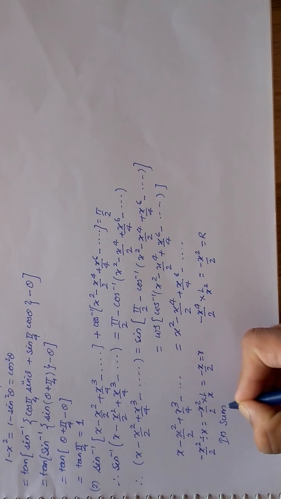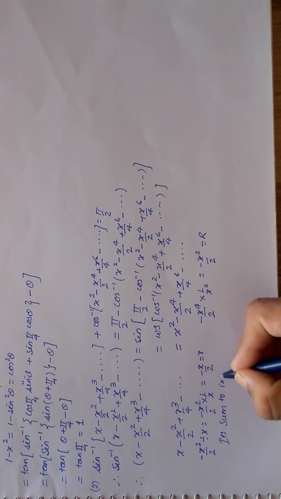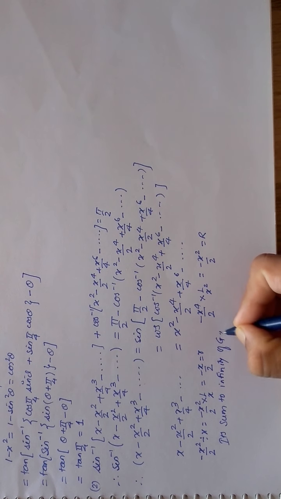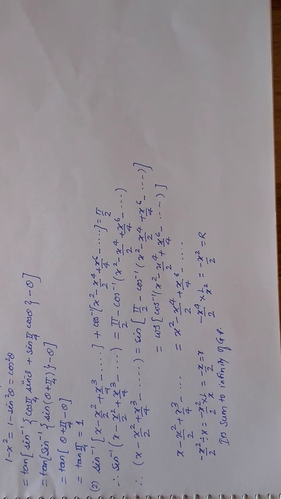that means it's a sum to infinity of a GP. Now the sum to infinity of a GP is A upon 1 minus R. You may be remembering it.